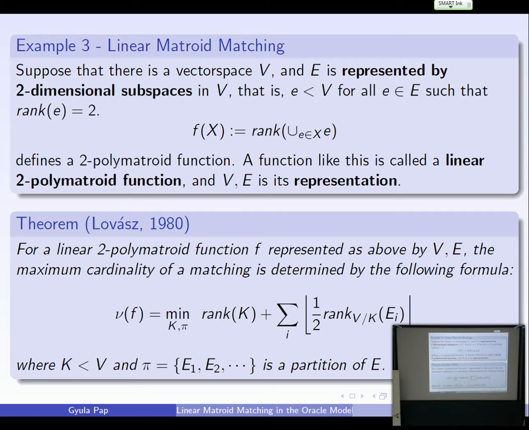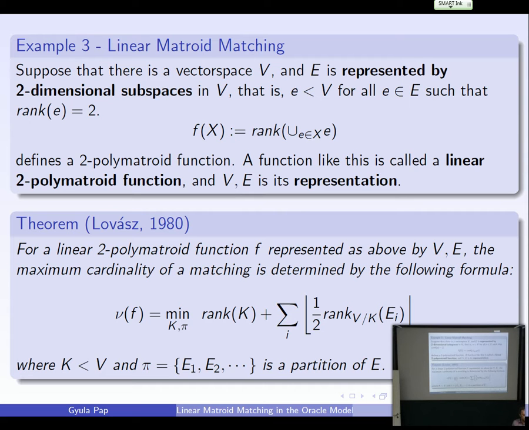In a way, this is similar to the Tutte-Berge formula for graph matching, where this would be the cut set X, and this would be taken over the components that we get. Does that visualize it?